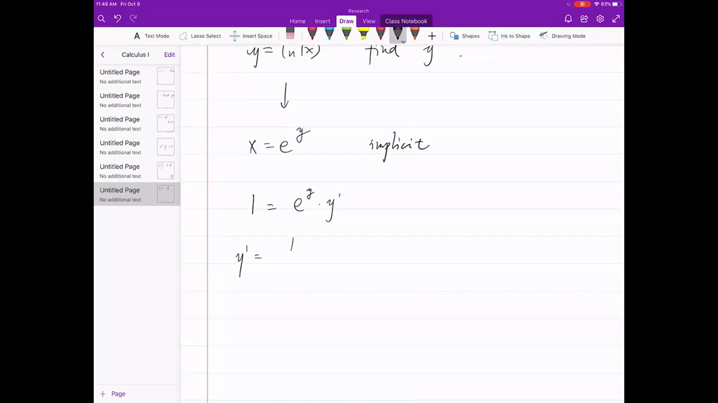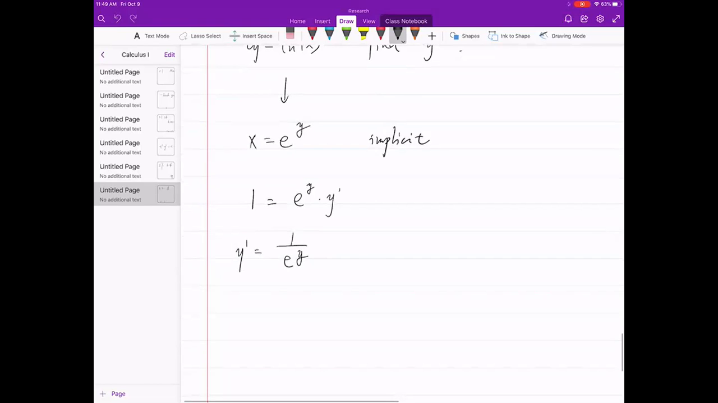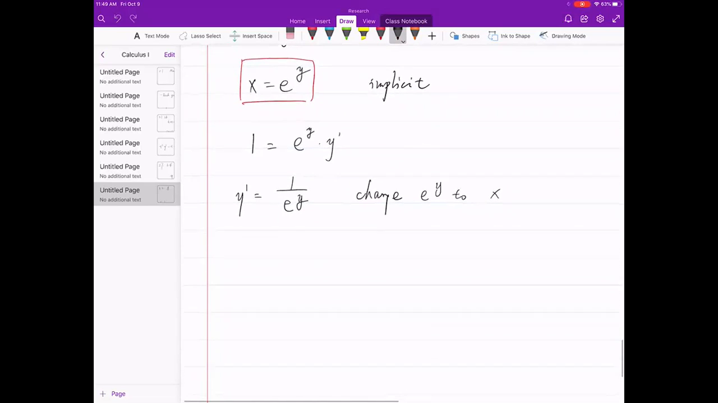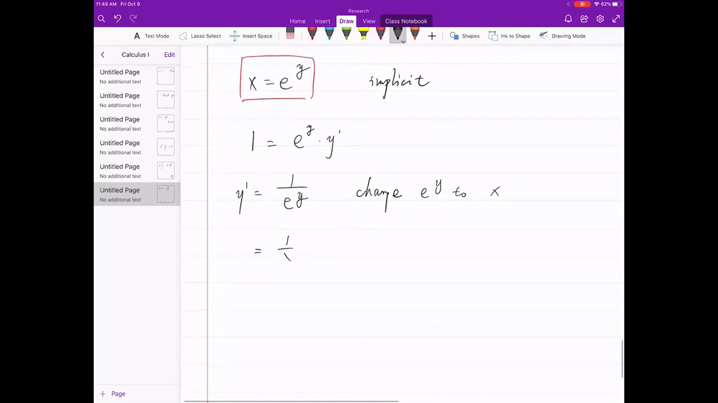Exactly how we solve it. 1 over e to the y. Technically, this is already a good enough answer. But for formulas, of course, we want to change it to x to make it look nicer. And then we realize, actually, e to the y is just x. So that's a nice and clean formula.